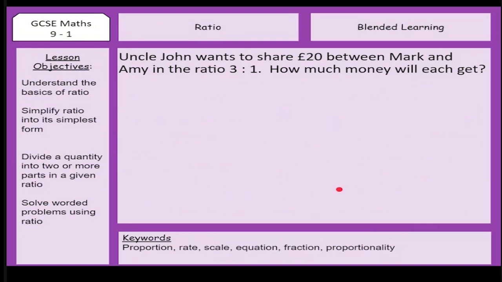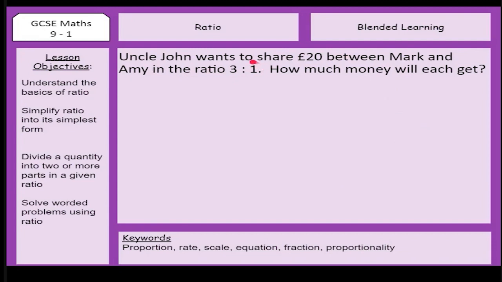Now we're getting more to an exam question, how it's actually worded. Uncle John wants to share £20 between Mark and Amy in the ratio of 3 to 1. How much money will each get? So remember, the whole thing is £20. That's going to be split between Mark and Amy in the ratio of 3 to 1. So Mark gets 3 parts, Amy gets 1 part.